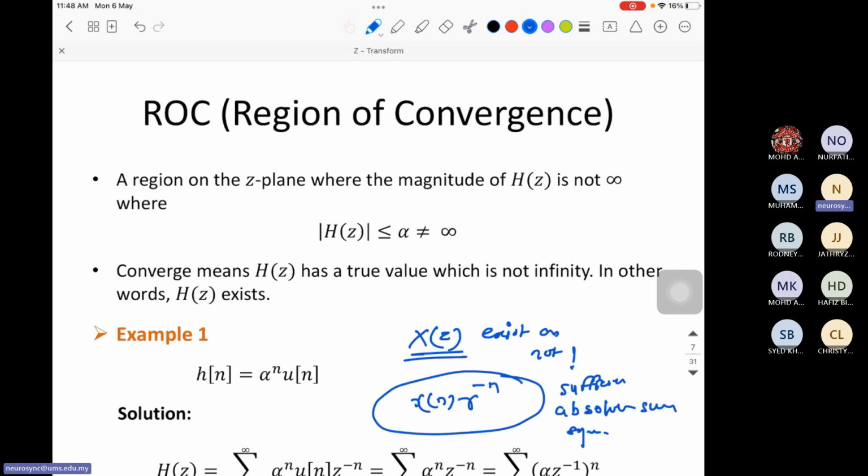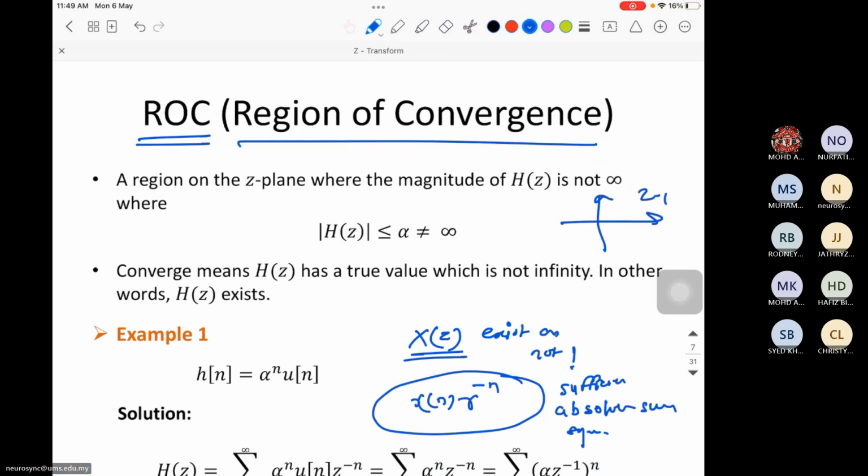This also complicates matters because in the Fourier transform we are only concerned with the circle of radius 1. Now this idea we are expanding to the total z plane. Therefore the question of the existence of X(z) is in terms of ROC. So this ROC is nothing but the region of convergence.